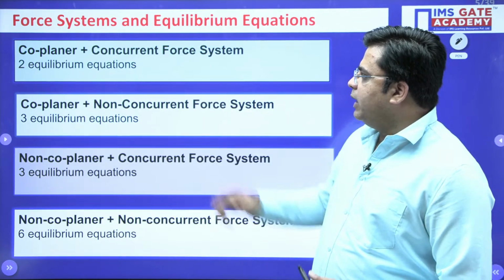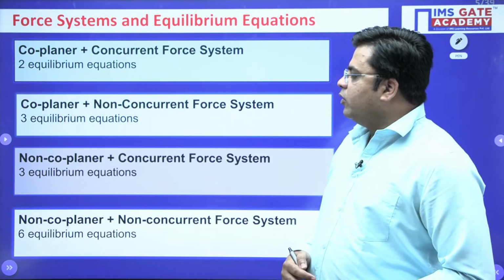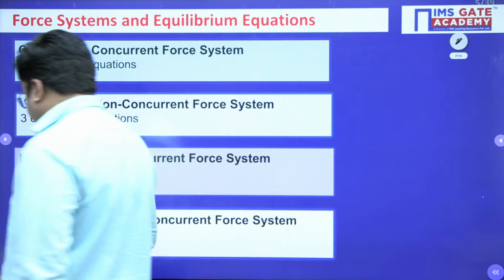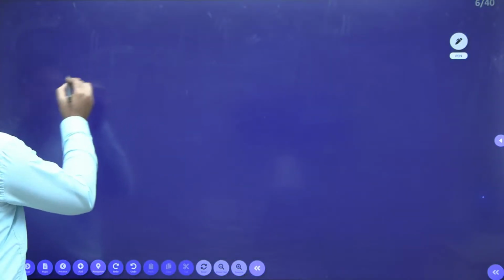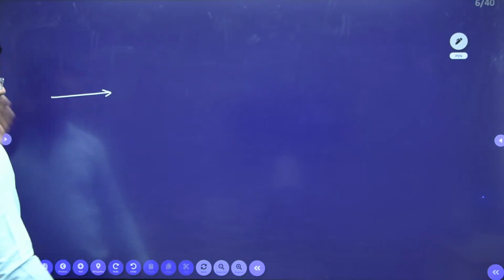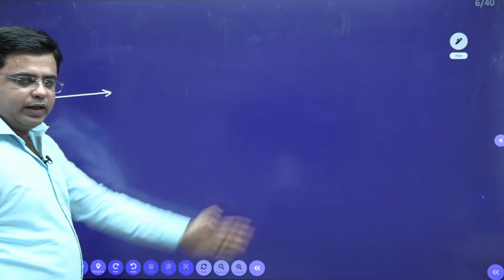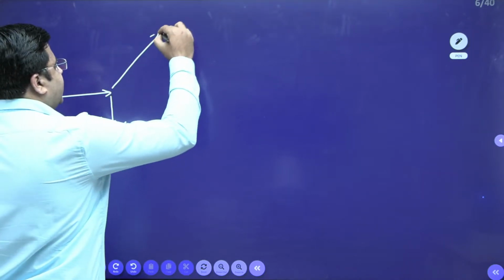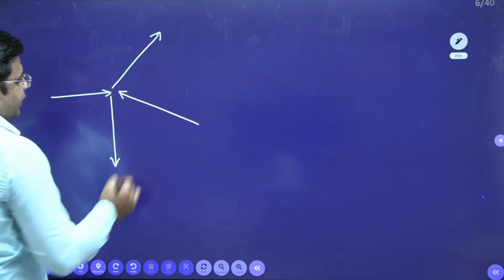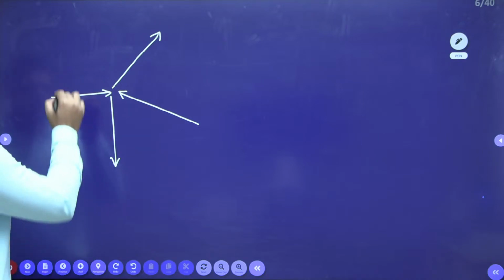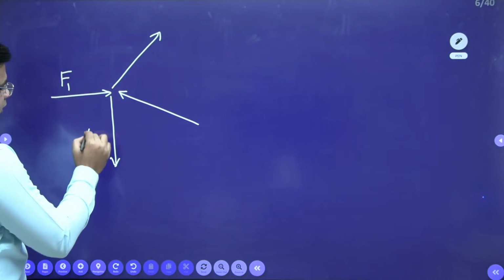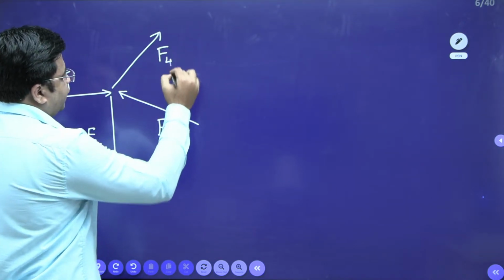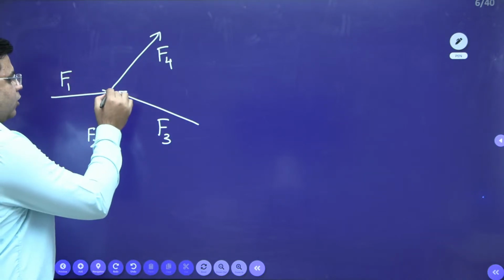First we have the coplanar plus concurrent force system. You can understand this for a coplanar concurrent force system. Let me draw this. For a coplanar concurrent force system, suppose this is the plane that I am considering, the plane of my board. Okay. If I am considering the plane of my board, and if I have this type of force system which is meeting at one point, and they are all lying in the same plane. This is the force system I have. This is my force F1, then F2, then F3, then F4. These are the different types of forces that are acting and they are all meeting at a point.